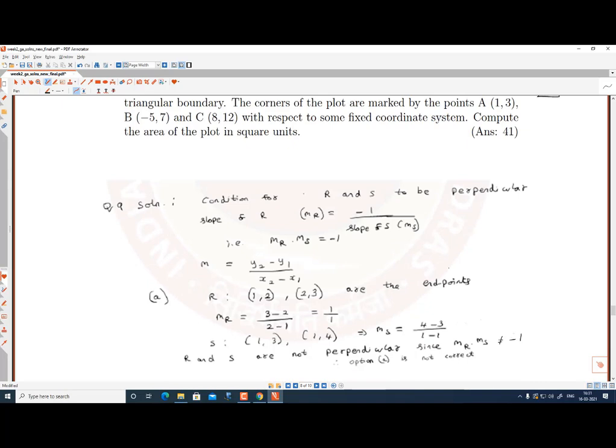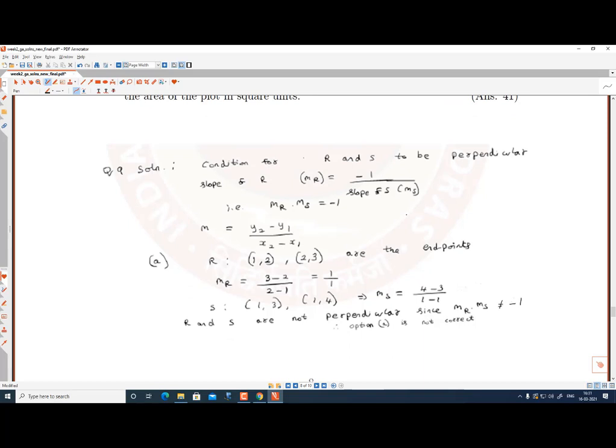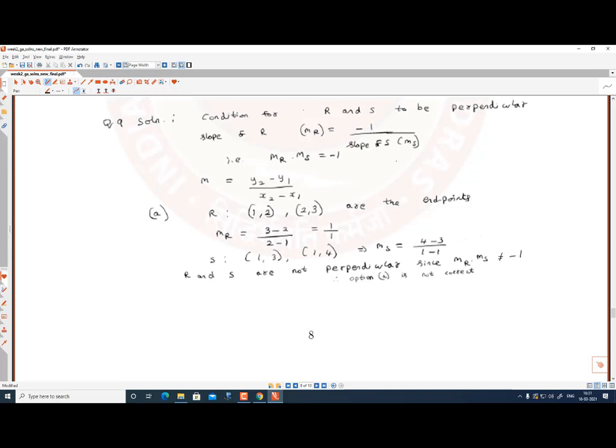For option A, we note that the endpoints of R are (1, 2) and (2, 3). We calculate MR, which comes out to be 1. And for S with the endpoints (1, 3) and (1, 4), we find the value of MS, which comes out in 1 by 0 form, as we can see here. So R and S are not perpendicular since MR times MS is not -1 here. One slope is 1, another is of the form 1 by 0. So option A is not correct.